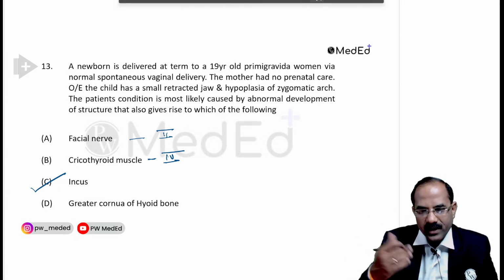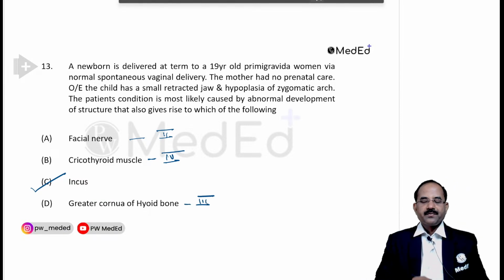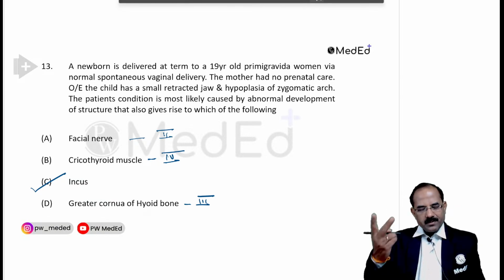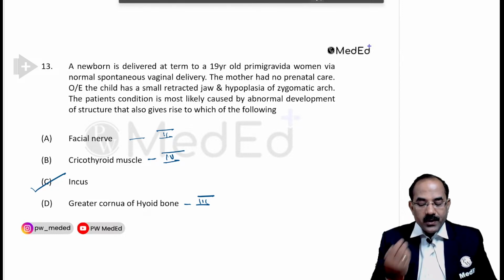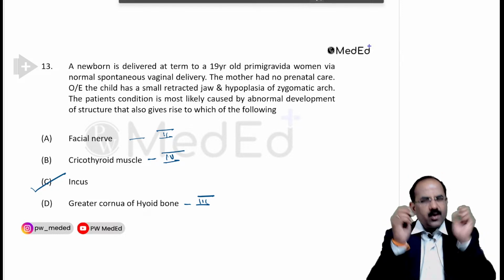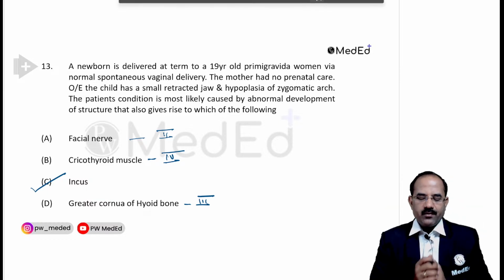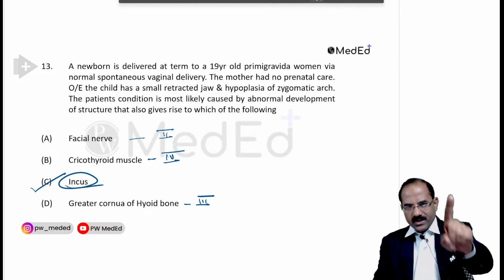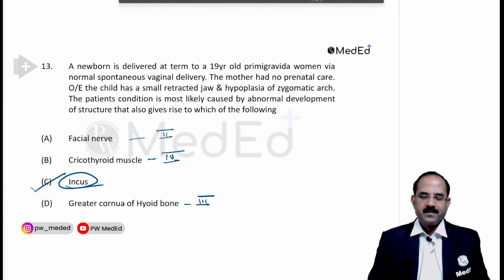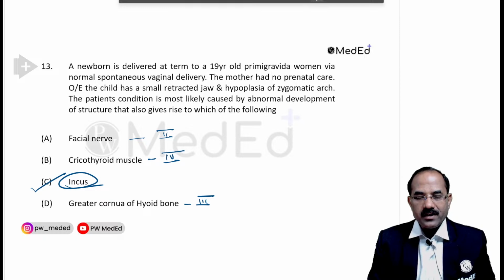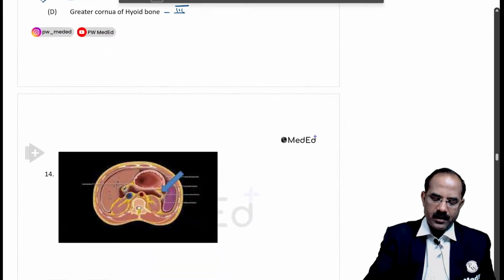So cricothyroid is fourth pharyngeal arch, and the greater cornu of the hyoid bone is in the third arch. Facial nerve is derived from the second arch. Cricothyroid muscle is derived from the fourth arch. The greater cornu of the hyoid bone is third arch. The lesser cornu of the hyoid bone is derived from the second pharyngeal arch. Incus is derived from the first pharyngeal arch. So answer is A for this. I'm so sorry, answer is C for this. Clear? Just remember the pharyngeal arches. Have a look once at the derivatives of the pharyngeal arches. What all things are derived from which pharyngeal arch?